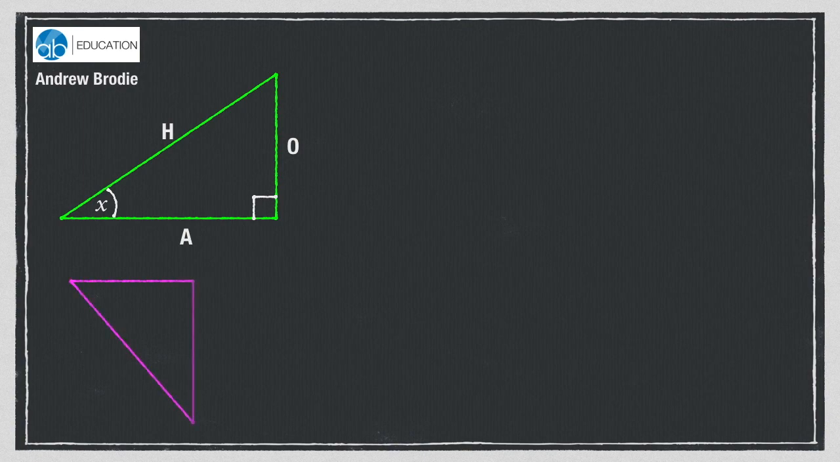Look again at what you need to know. Learn which side is which in relation to the angle you are given. O, A and H are shown with the green triangle. Look where they go on the purple triangle. H is the long side, A is next to the angle we're using, and O is opposite the angle.